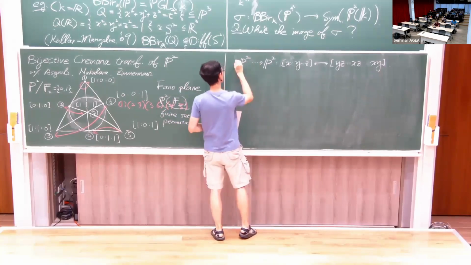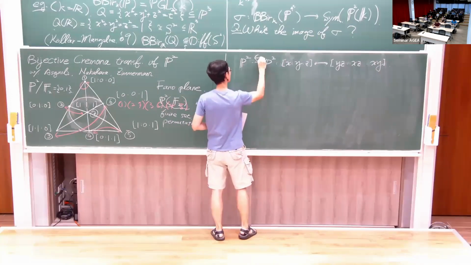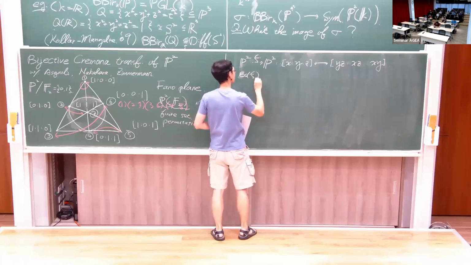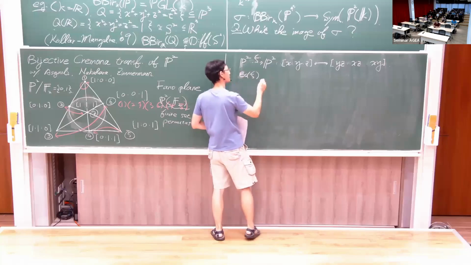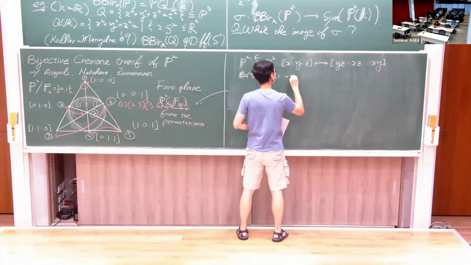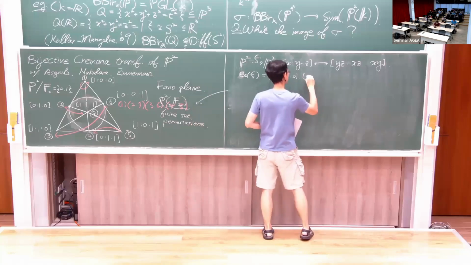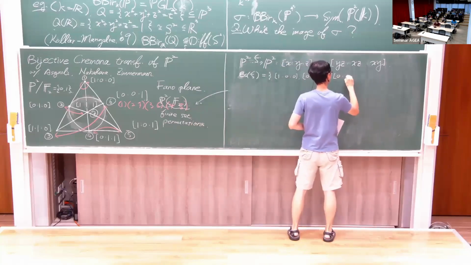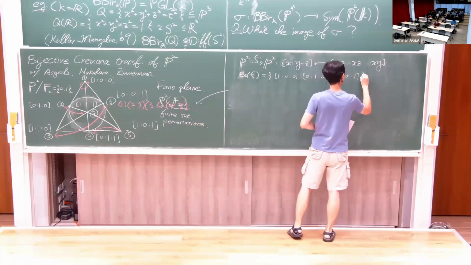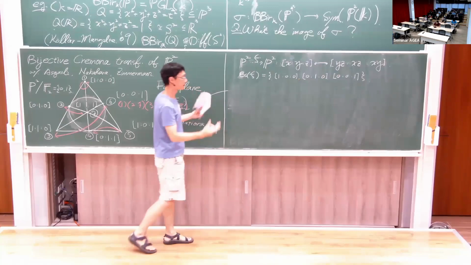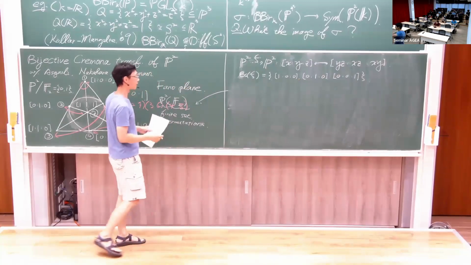So let me call this map F. If you consider the base locus of F, which is the locus in P2 where the map is undefined, there are 3 points: 1, 0, 0, 0, 1, 0, and 0, 0, 1. So these points are mapped to nowhere. So you cannot use it to define a permutation on these 7 points.